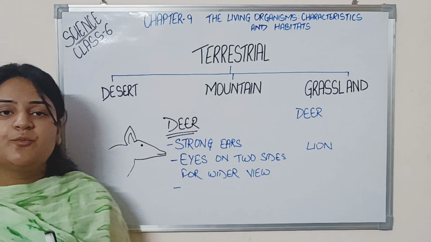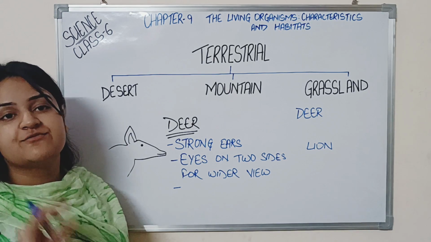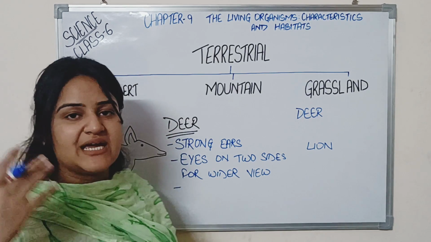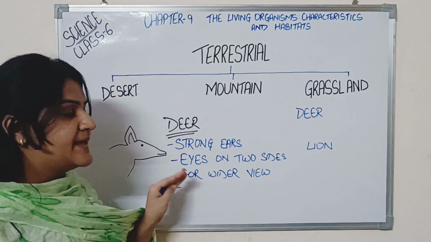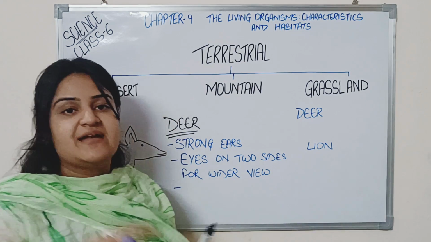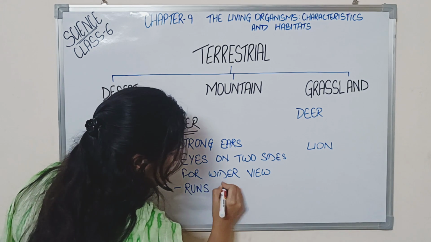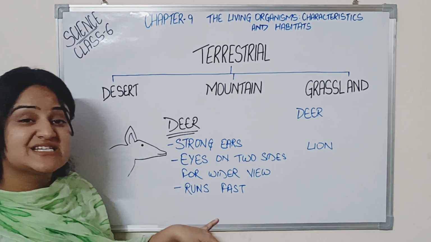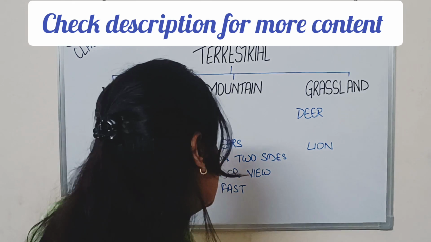Okay, the third point is to save its life. Deer has the power of running very fast, so that whenever the predator is following the deer, it listens to the sound of the footsteps. It has a wider view of the eyes. It can see the predator anywhere around, and it runs fast.